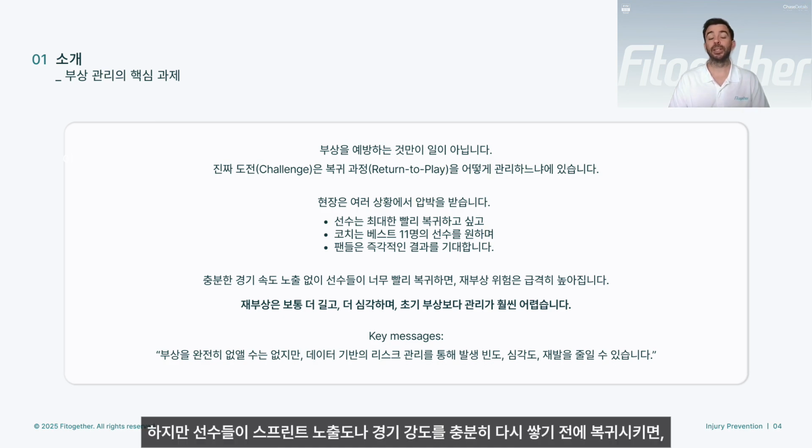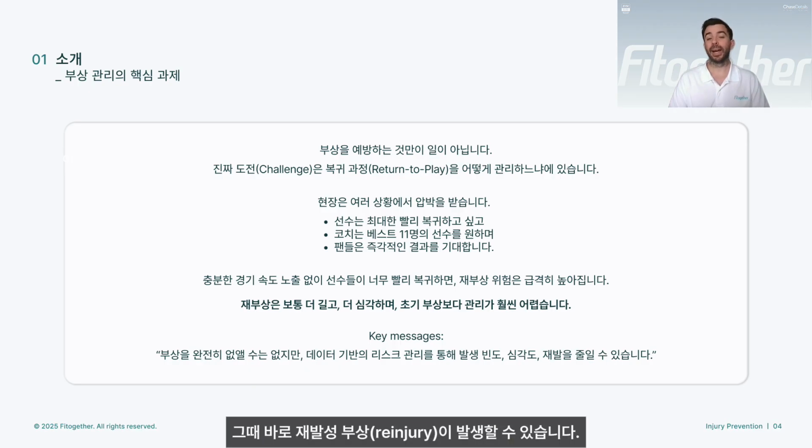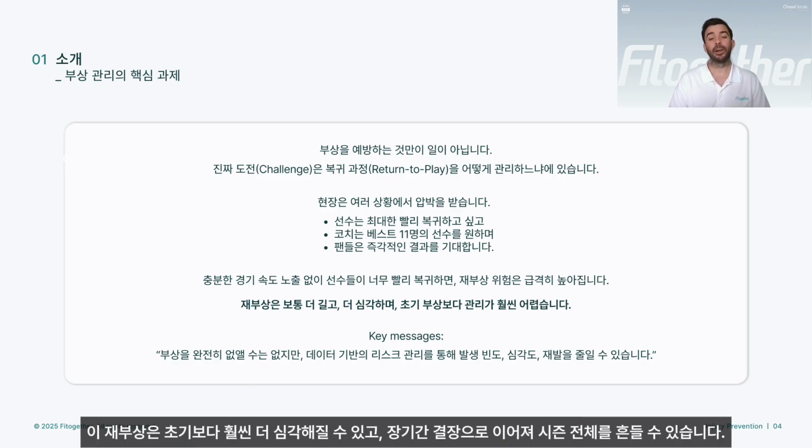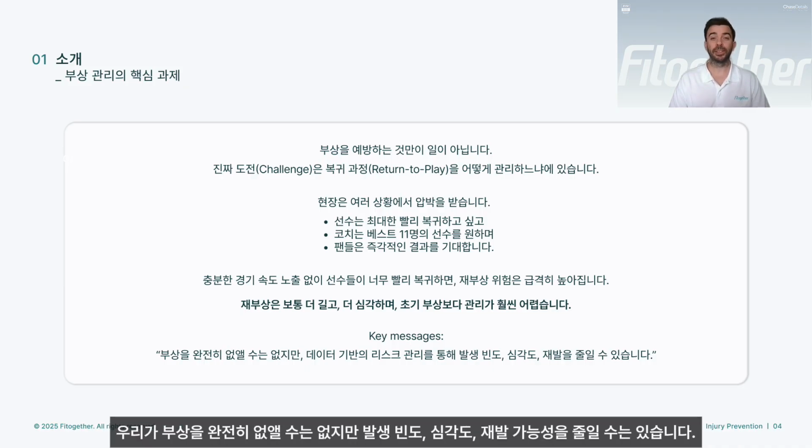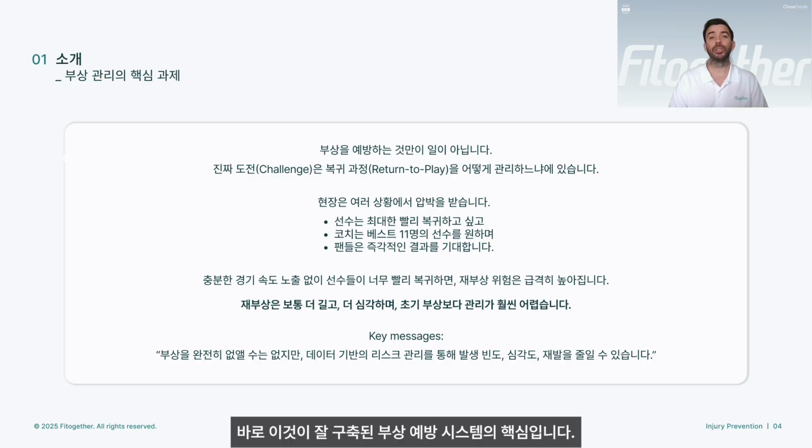But if a player returns before they've rebuilt enough exposure to sprinting or game intensity, that's when the re-injuries can happen. And those are the ones that can derail seasons by increasing the severity of the injury and having extended periods of time out. We can't stop injuries completely, but what we can do is reduce how often they happen, how serious they are, and how often they come back. That's what good injury prevention looks like.